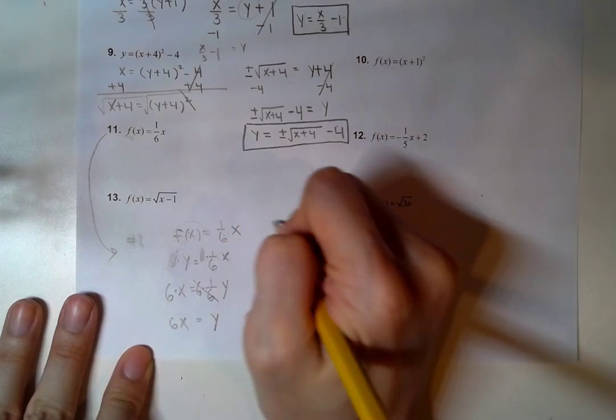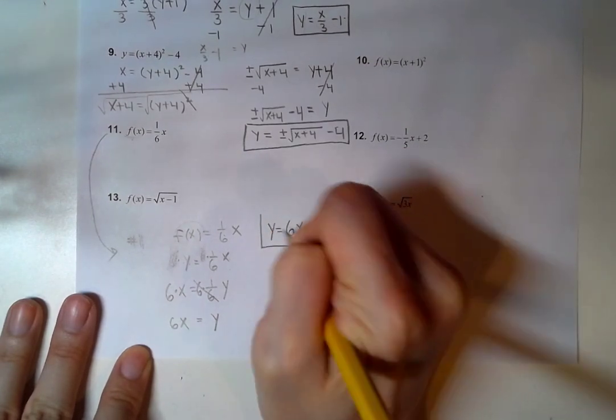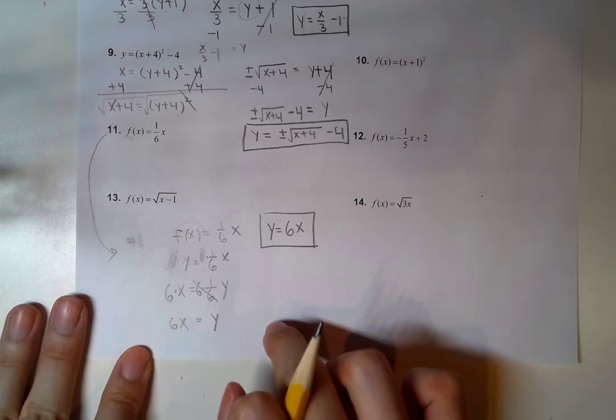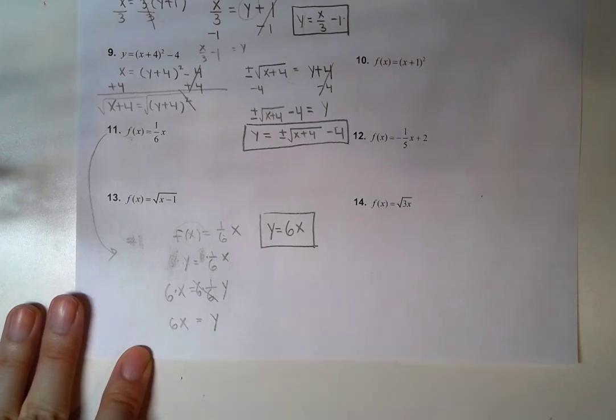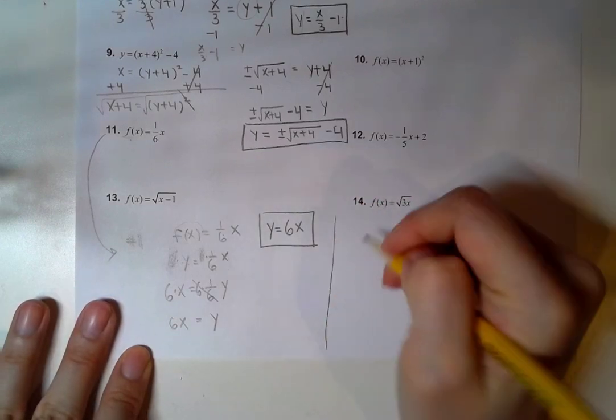So just write it like this. Y comes first. Right? This is number 11. That's number 11. Right? And I'm going to do 13 over here.